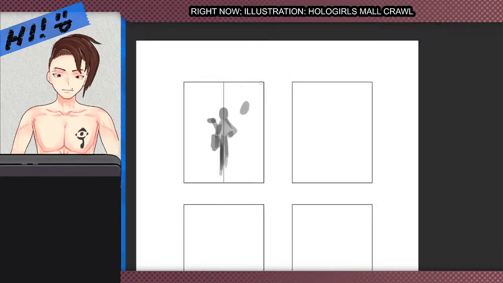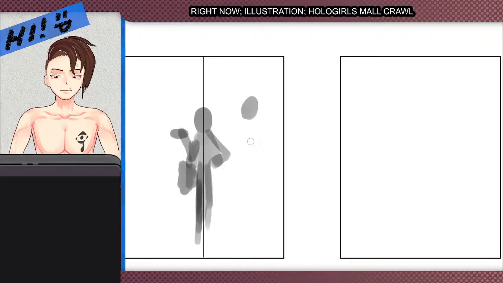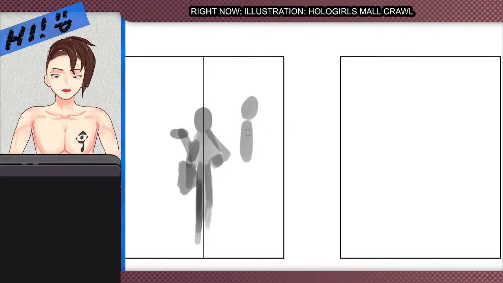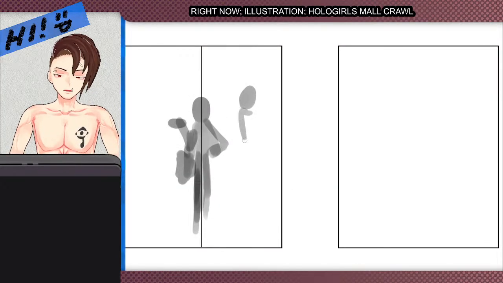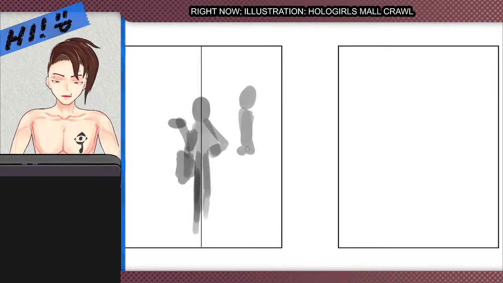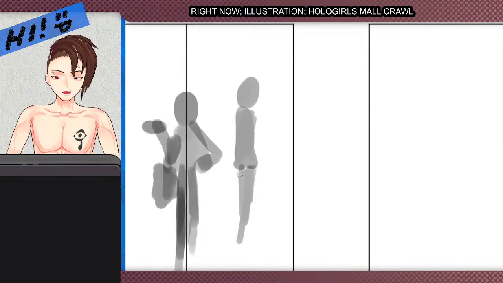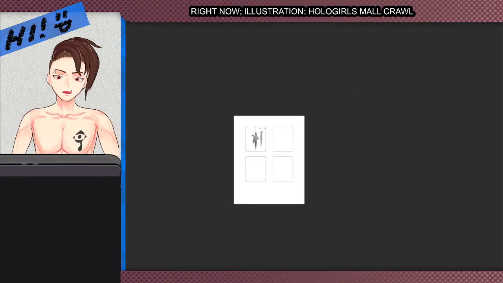I'm just for now doing thumbnailing, so yeah, the thumbnails are not going to be really that interesting, by the way, but it's going to help us figure out where we are going with the illustration itself.